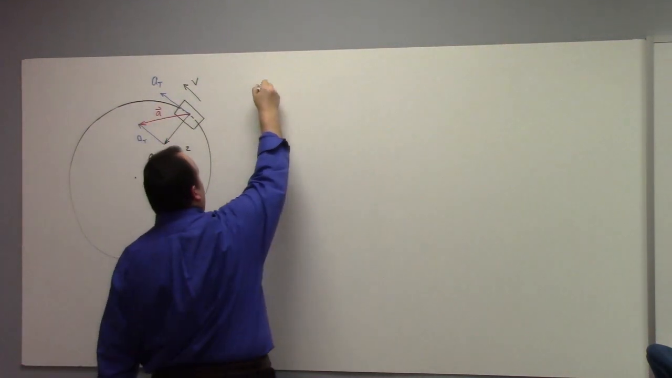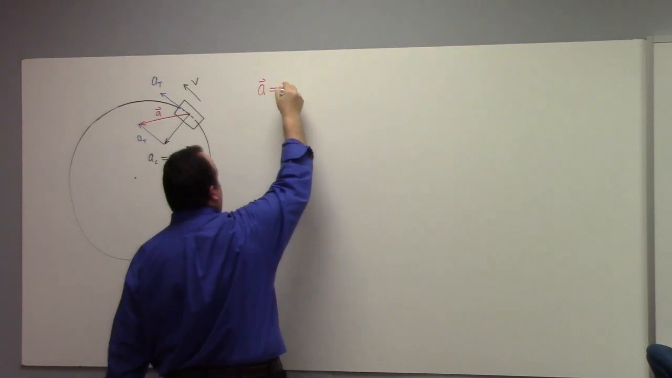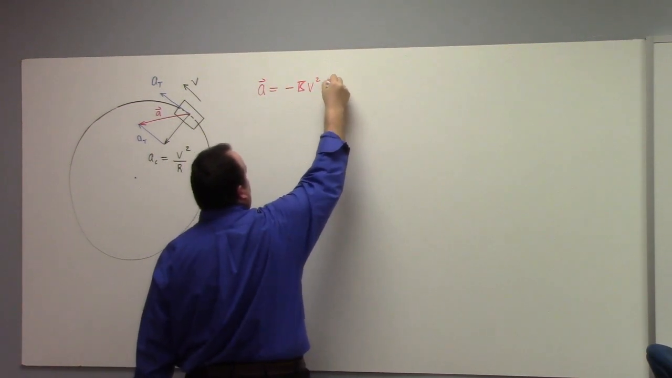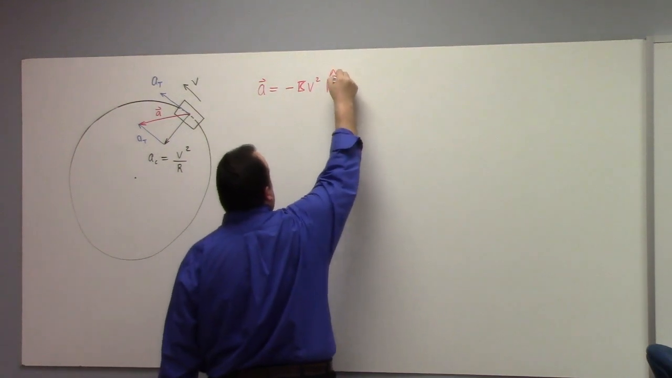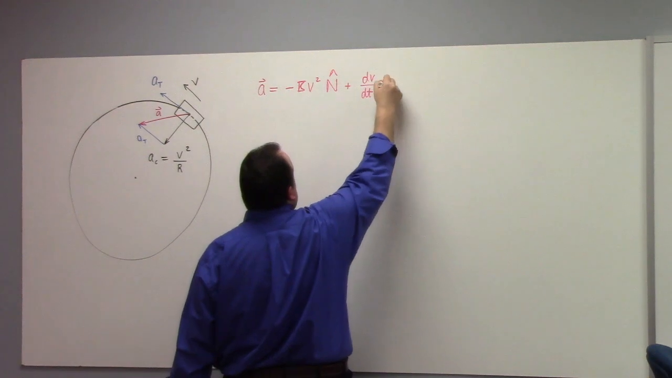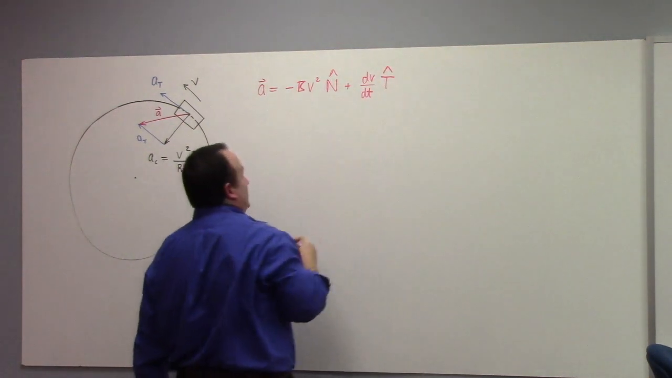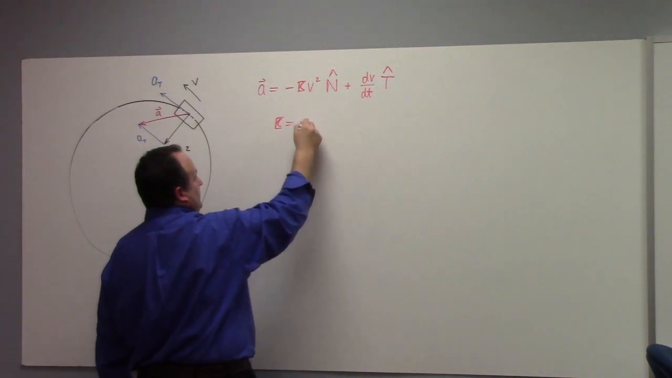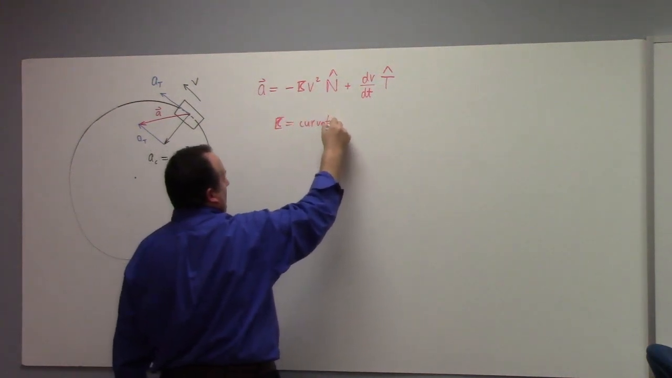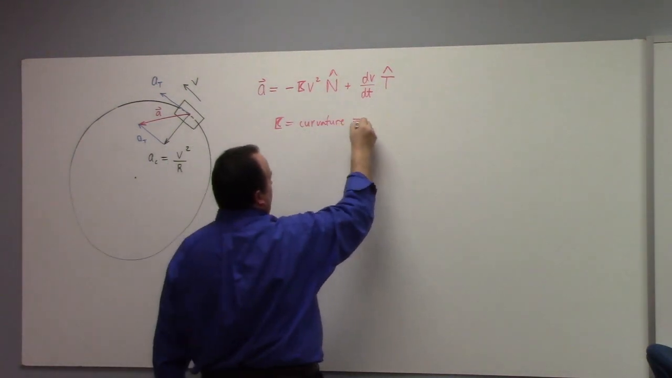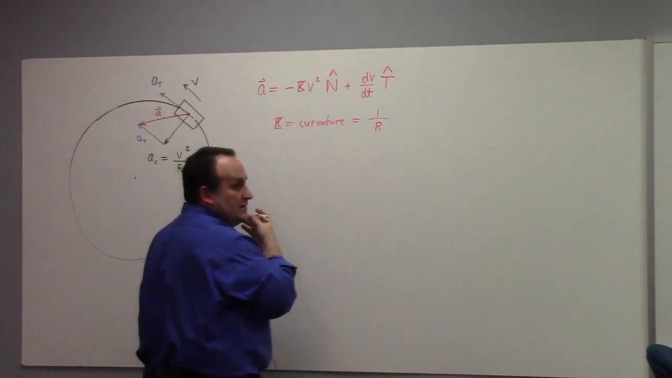So in calculus 3, you prove this: acceleration is minus kappa v squared, unit vector in the n direction, plus dv dt, unit vector in the tangential direction. Here, kappa equals curvature, and that's actually 1 over the radius of curvature.